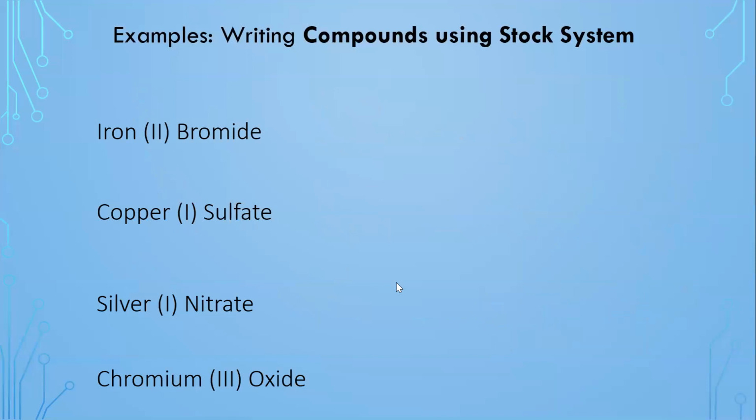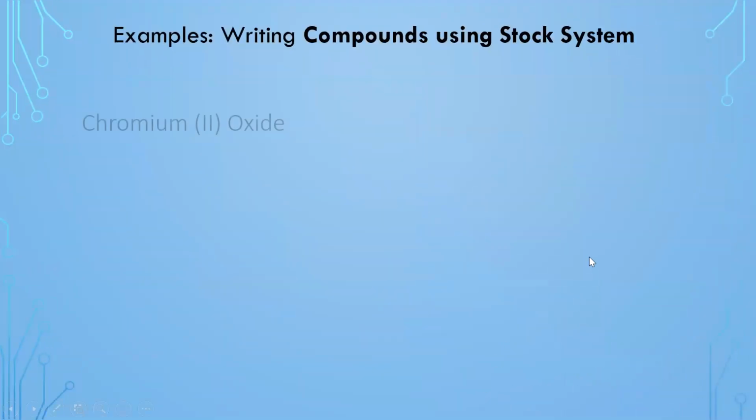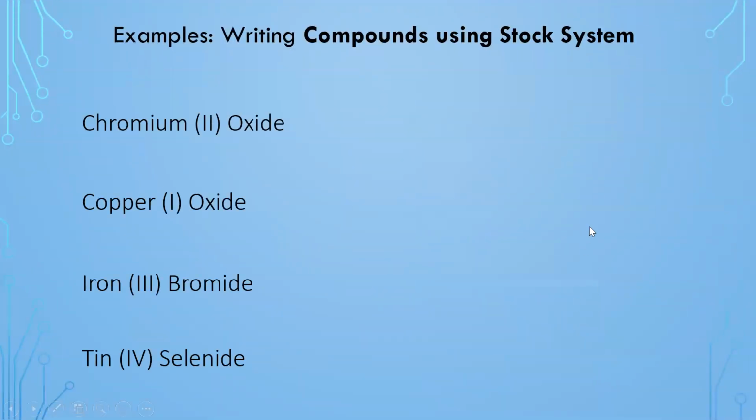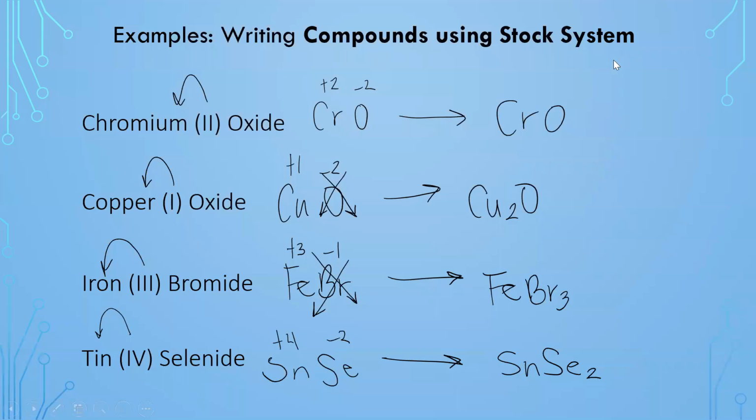Okay, try some on your own. Pause the video, check your answers. So try these ones. All right, so check your answers. Starting with the first one, compare this to the one you just did. So now we have chromium 2 oxide instead of chromium 3. So chromium Cr has a charge of +2 given by the Roman numeral. Oxygen is a -2. So my final answer, since they cancel, is just CrO.